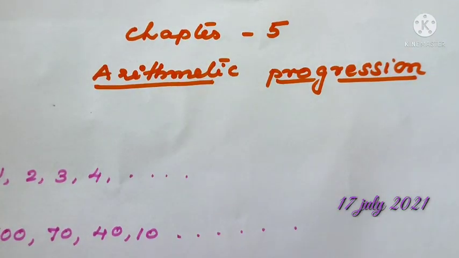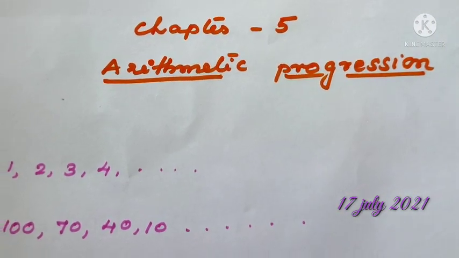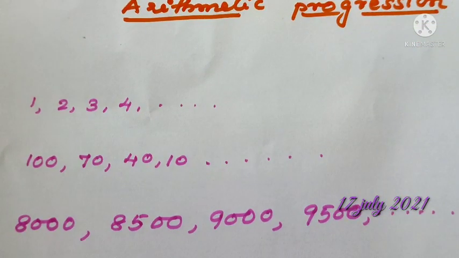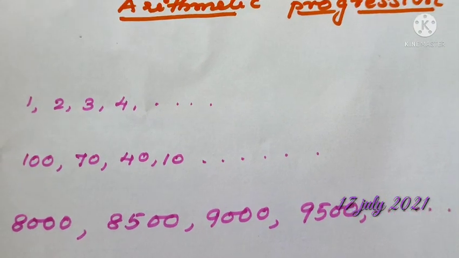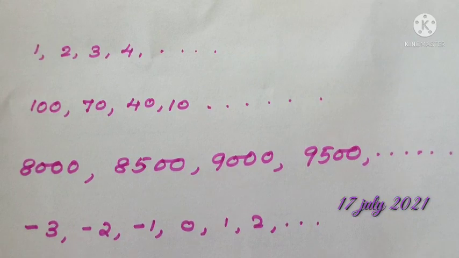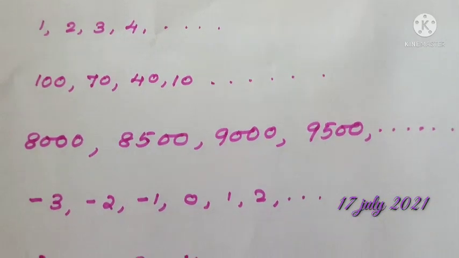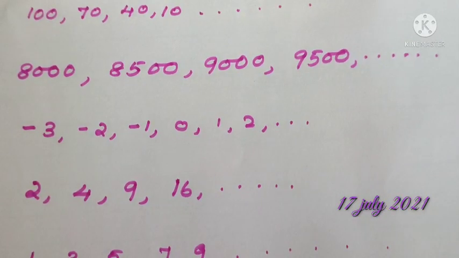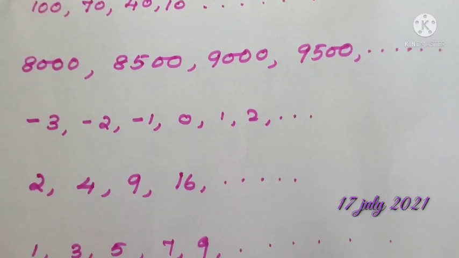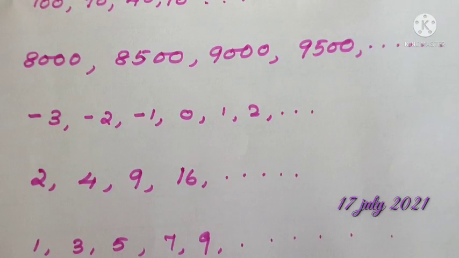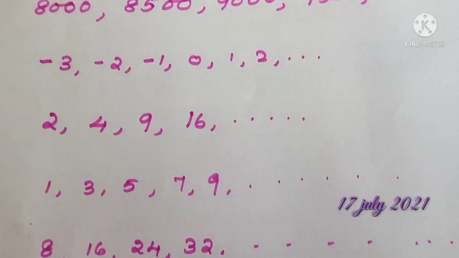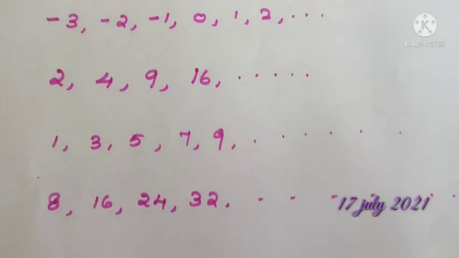Here you can see some patterns of numbers: 1, 2, 3, 4, that is our natural numbers, etc. 100, 70, 40, 10, formed with some pattern. 8,000, 8,500, 9,000, 9,500, etc. Minus 3, minus 2, minus 1, 0, 1, 2, etc. 1, 4, 9, 16, the square numbers only. 1, 3, 5, 7, 9, odd numbers. Then the multiples of 8: 8, 16, 24, 32.